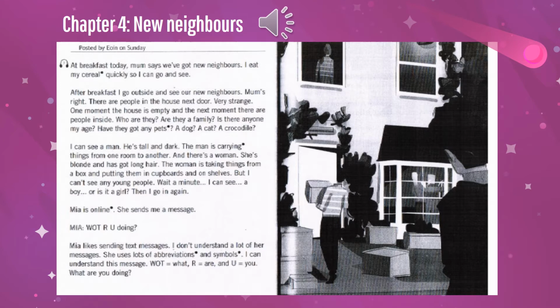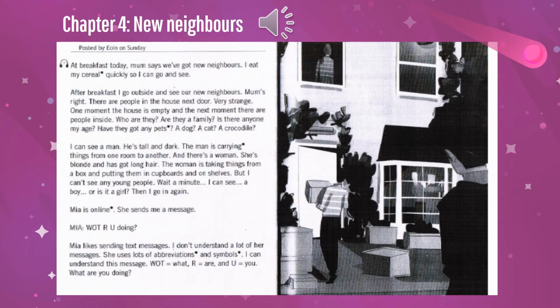Then I go in again. Mia's online on the internet. She sends me a message. Mia says, "What are you doing?" Mia likes sending text messages. I don't understand a lot of her messages. She uses lots of abbreviations, short forms of words, remember? And symbols or signs. I can understand this message. What means what, are means are, and you means you.